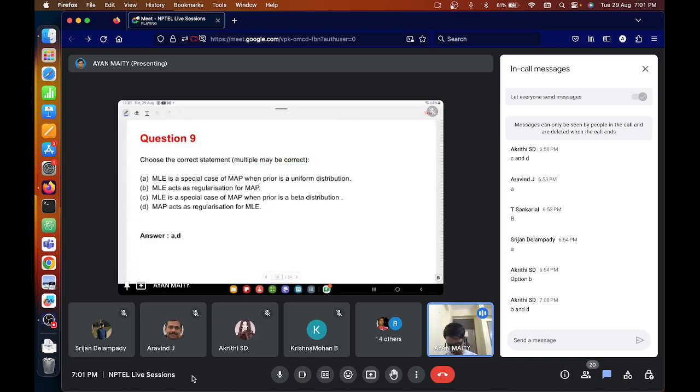So the correct answers are A and D. A says that MLE is a special case of MAP when the prior is a uniform distribution. Basically in MLE we try to maximize the likelihood, which is the probability of x given theta. So we try to maximize this with respect to theta, and in case of MAP we try to maximize a posterior distribution, which is theta given x, with respect to theta.